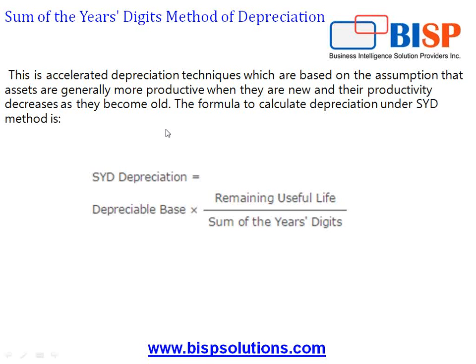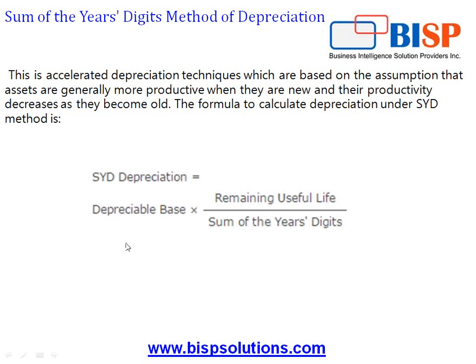Okay, so this is one of the popular depreciation methods. As I mentioned, the assumption we use in this method is that assets are generally more productive when they are new, and their productivity decreases as they become old, right? So if you buy some machinery or equipment, during the initial days of its life the productivity is high. As it becomes older and older, the productivity decreases. This is the assumption, and therefore in the formula we use the abbreviation SYD, and you find the same function in Excel and Essbase.